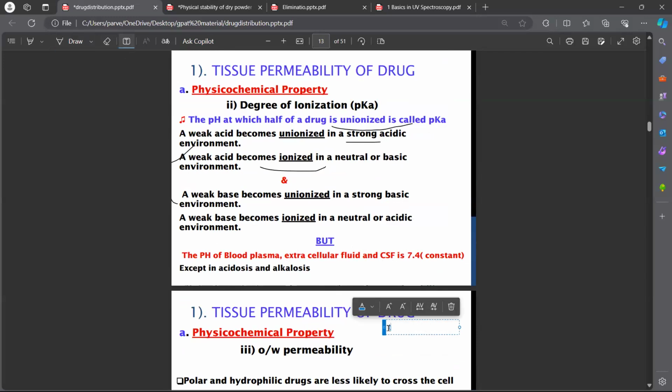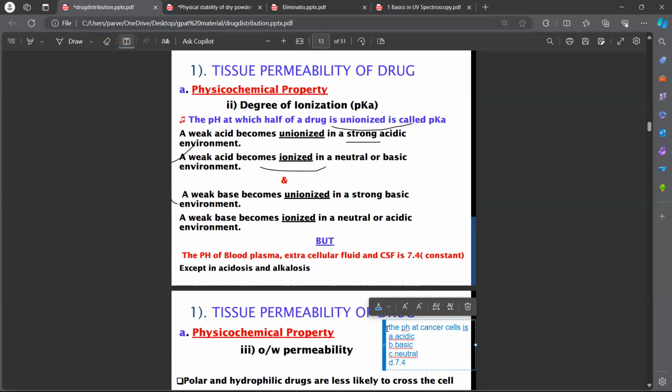The pH at cancer cells is acidic, basic, neutral, or 7.4? Come on, guys.